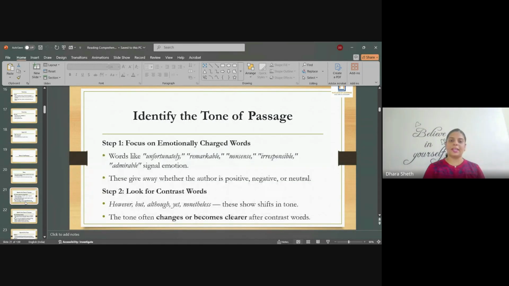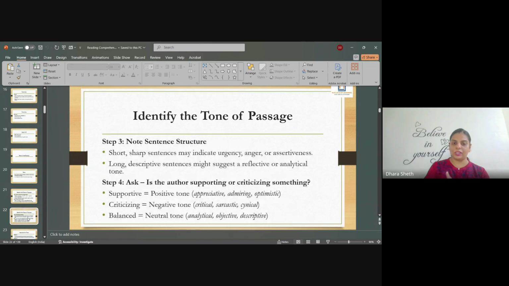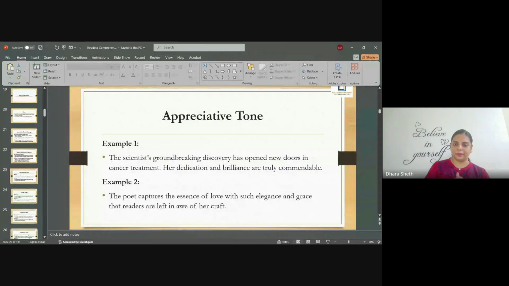So repeating again, focus on the emotionally charged words. Look for contrast words, and usually the tone becomes more clear after the contrast words. Note the sentence structure and whether the author is supporting, criticizing, or is balanced about the opinion. Now, what are the different kinds of tones that are usually used? Okay, we'll take them one by one. There are quite a few.